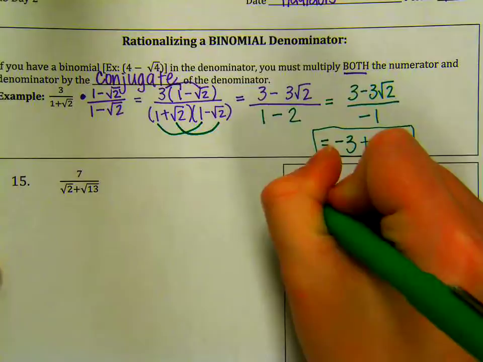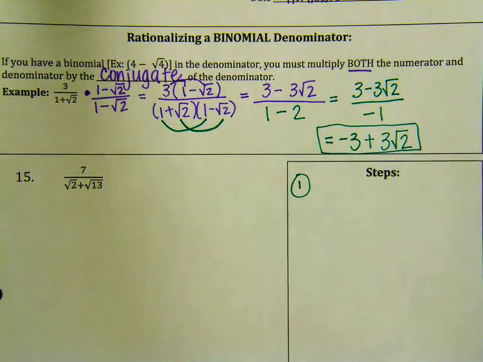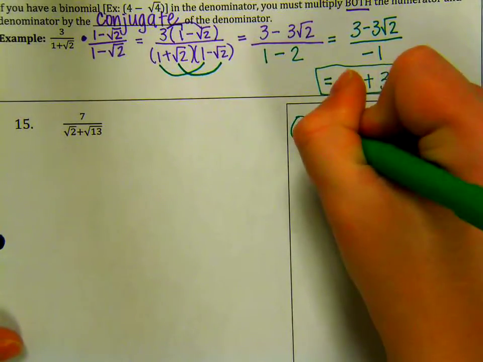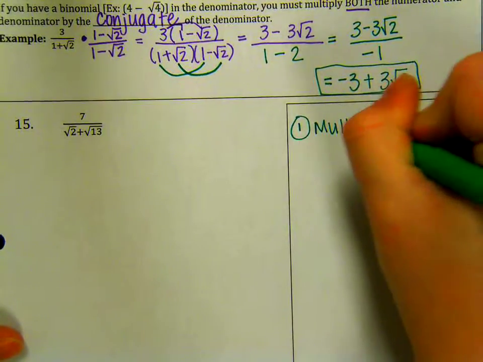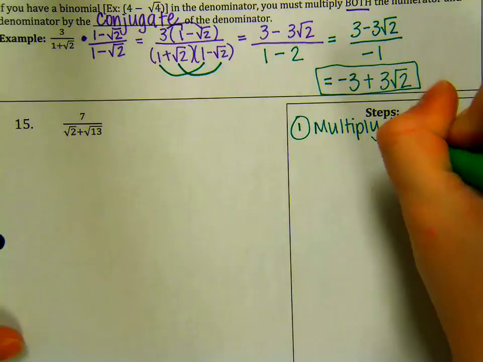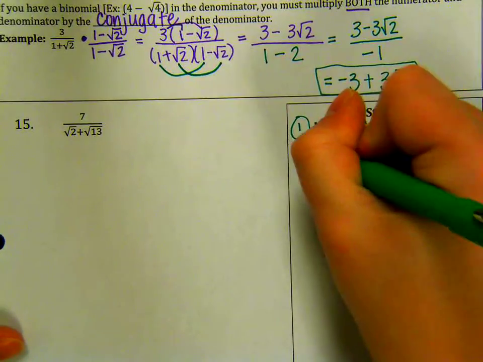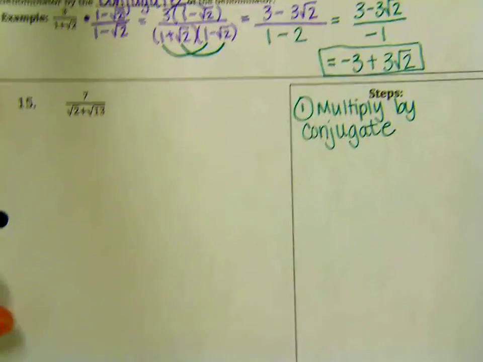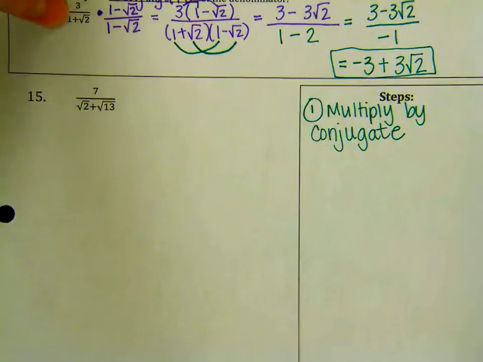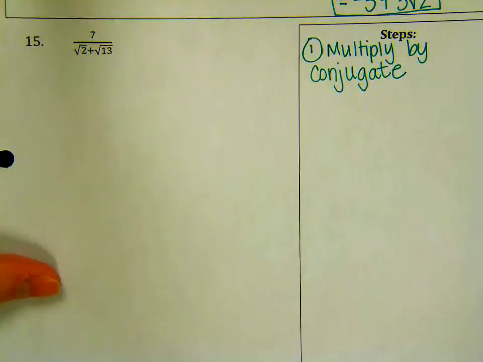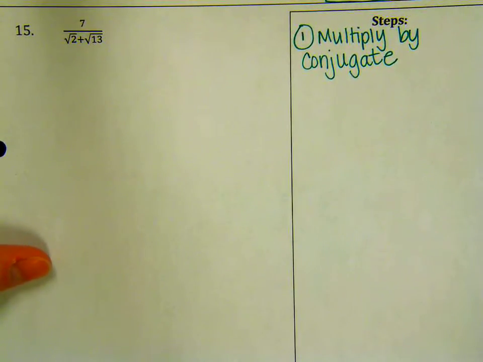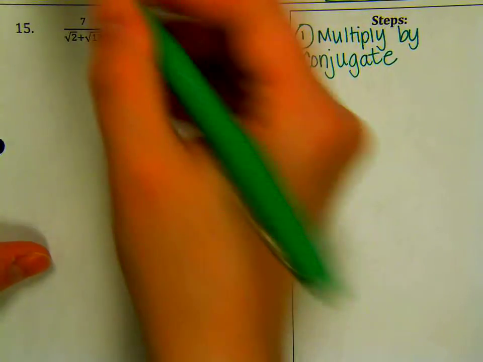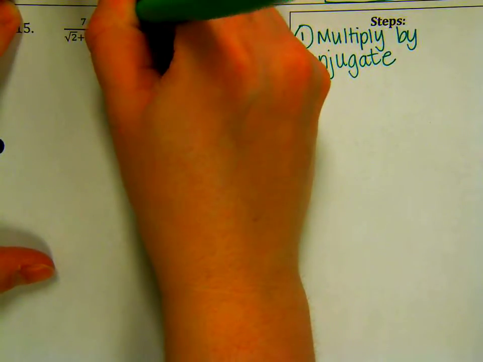So my first step in the next problem, for 15, is to multiply by the conjugate. So step 1, multiply by the conjugate. So we have to figure out what the conjugate is in this problem. Good. So I'm multiplying by square root of 2 minus square root of 13. It was positive in the denominator.